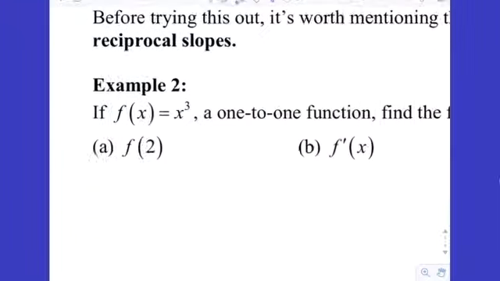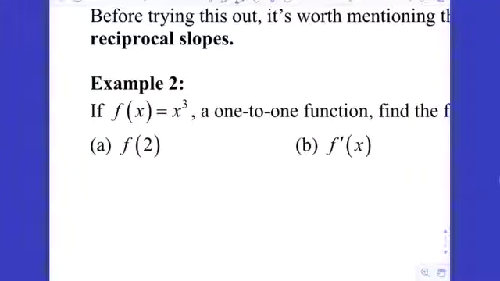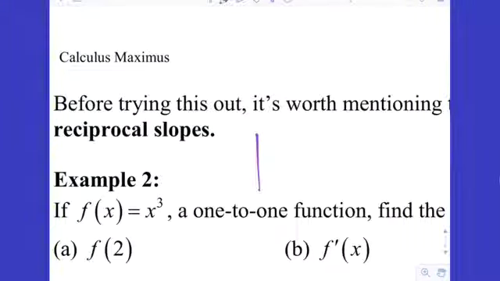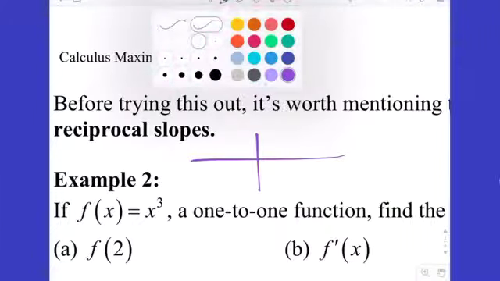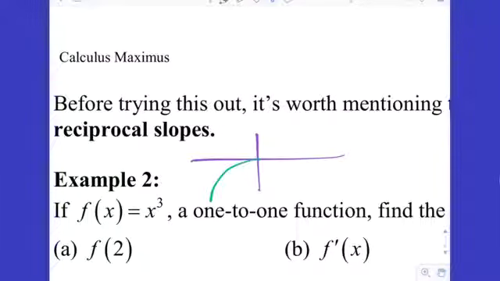Example 2, okay? If f of x is equal to x cubed, remember, it looks like this. It's your John Travolta Saturday Night Fever disco graph. It has a horizontal tangent right there at 0. It's one-to-one. Hello, cool dude.